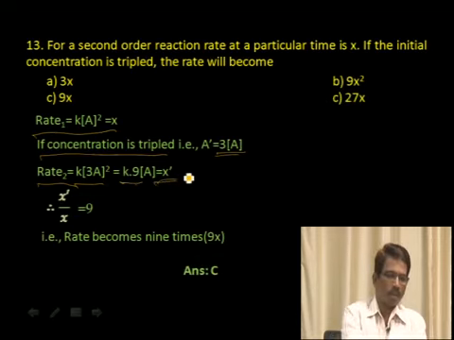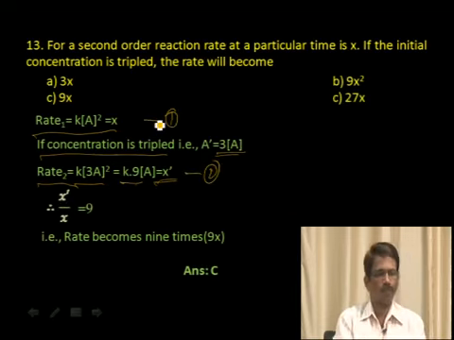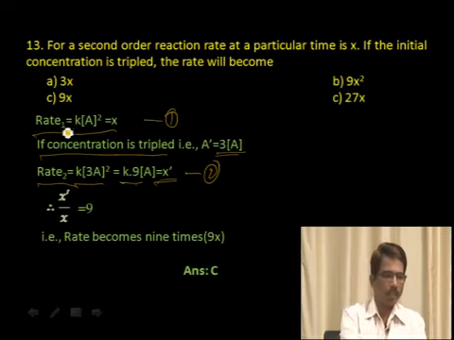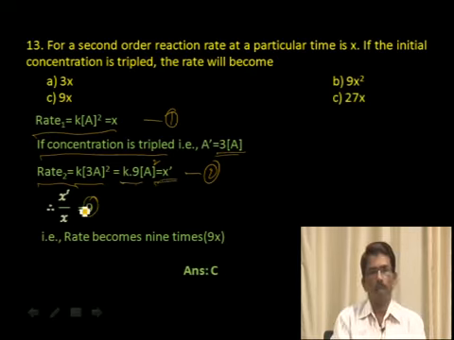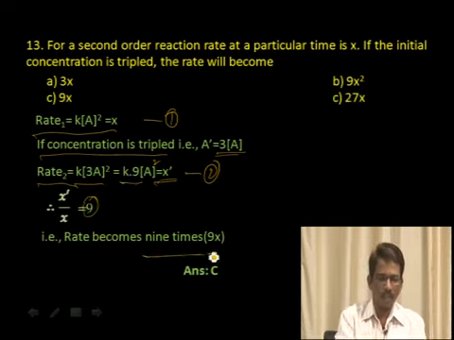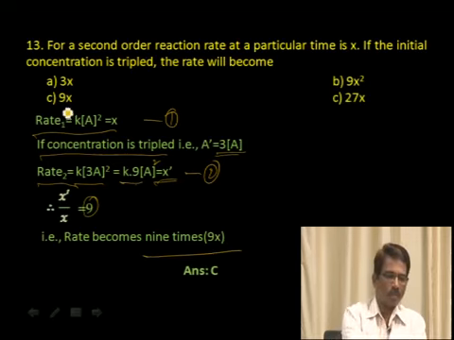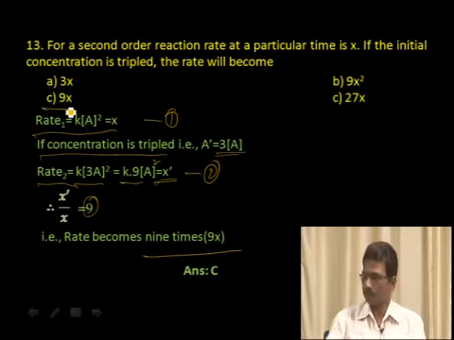If I write rate 2 by rate 1 and if I divide the equation 2 by equation 1, I will get rate 2 by rate 1, and that is equal to x dash by x, that is equal to K into 9A square divided by K into A square, and the division gives you the value as, after cancellation, 9. Obviously the rate becomes 9 times, and 9x or option C becomes the correct answer.